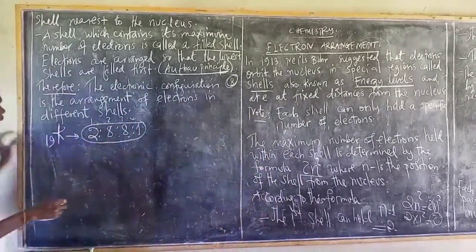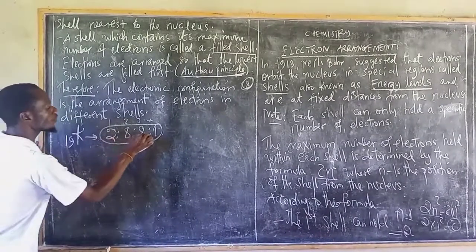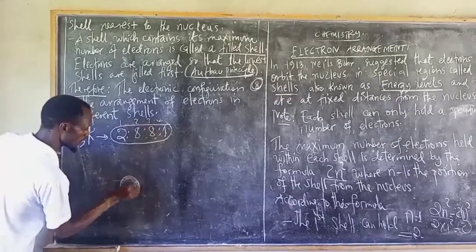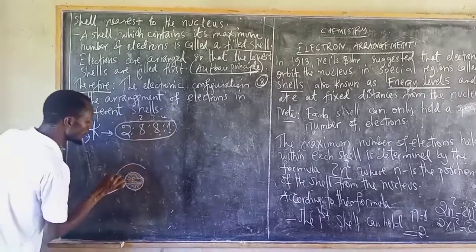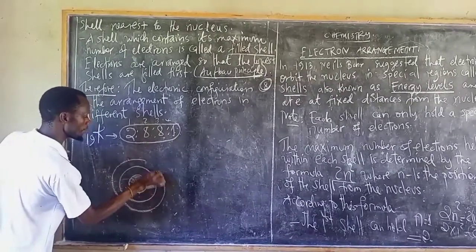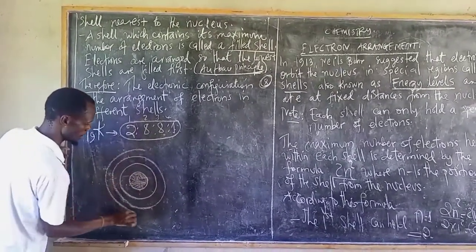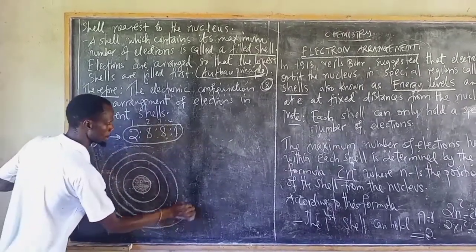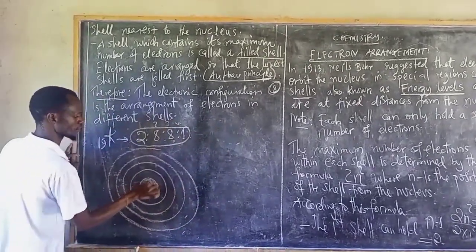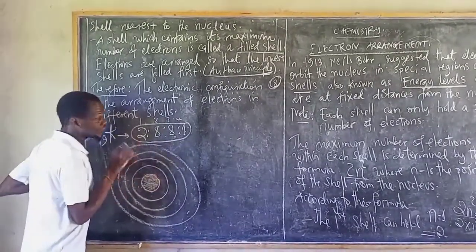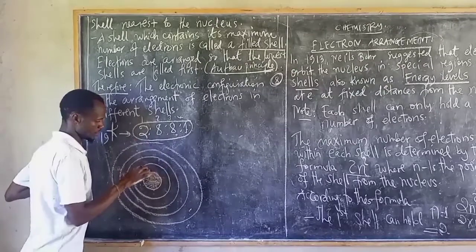So diagrammatically, you are having 2, 3, 4 shells. Now this is the nucleus. Then we are having the first shell, the second shell, the third shell, then the fourth shell. But this is the nucleus. Now the first shell is having 2 electrons. You write them.